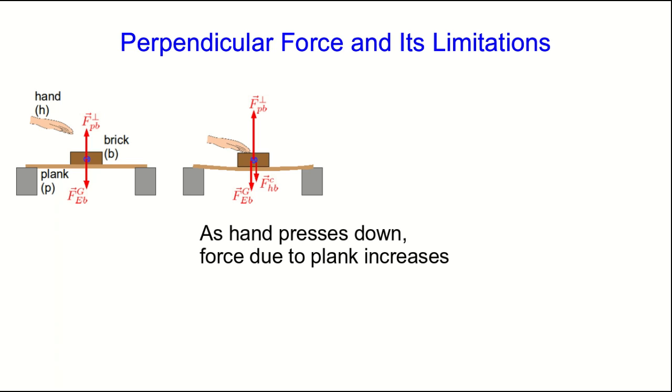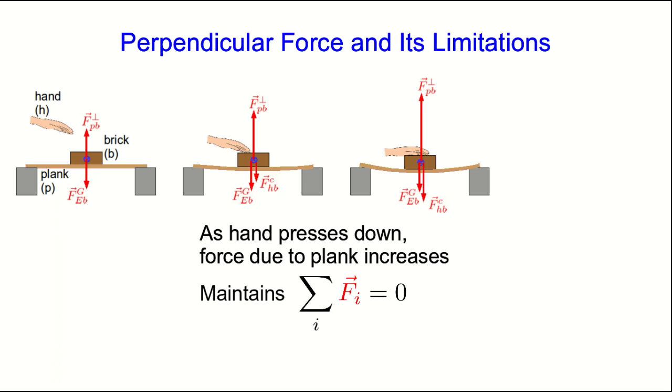Now, if you press down a little bit on the brick, then the upward force by the plank has to increase because the acceleration of the brick is 0, and so the vector sum of forces still has to be 0. And so that force increases to maintain a vector sum of forces equaling 0. If it didn't, then either the brick would accelerate down through the plank, or it would accelerate up off of the plank. We certainly don't expect either of those things to happen. If you press harder, then it'll increase further.